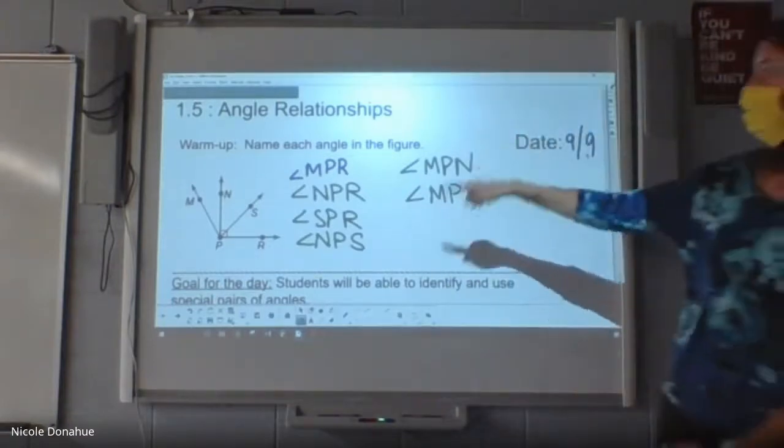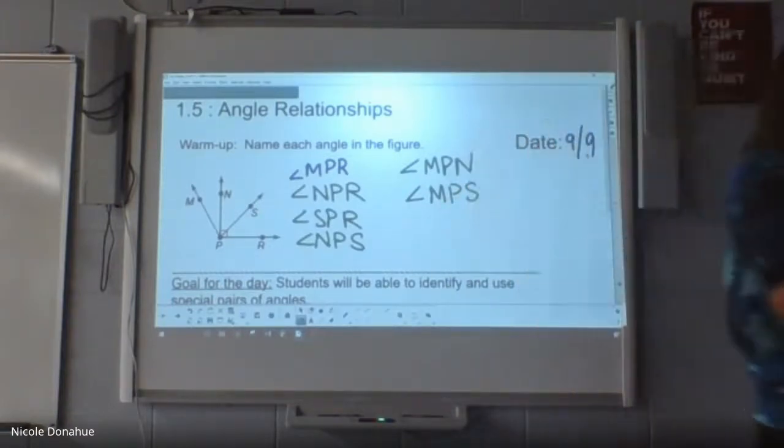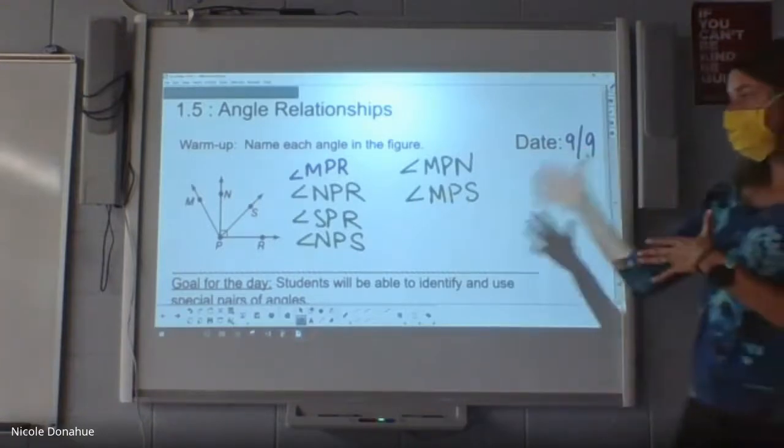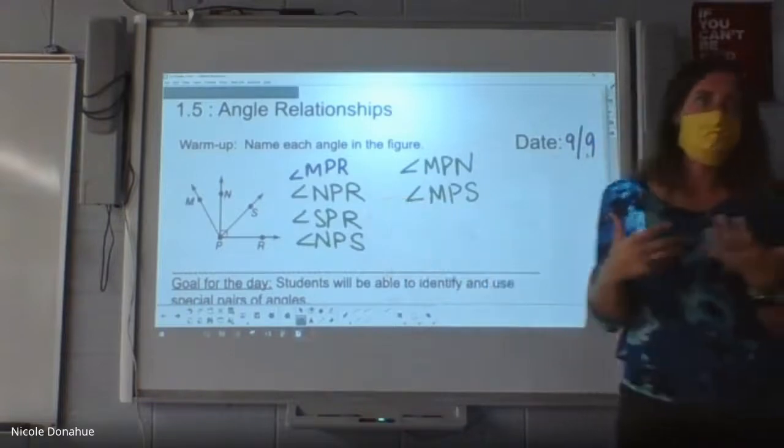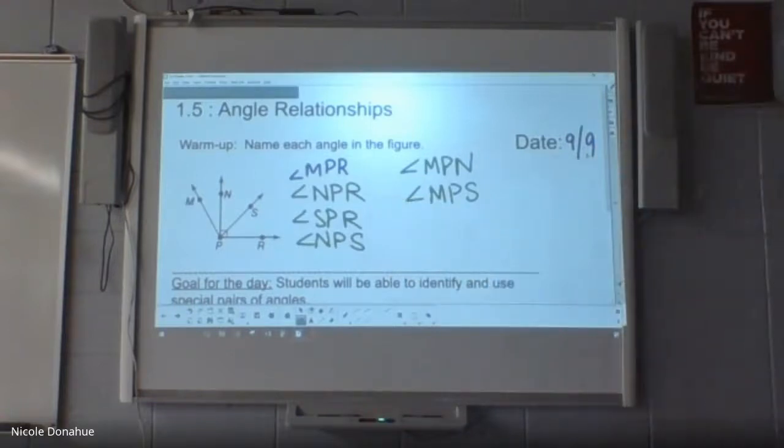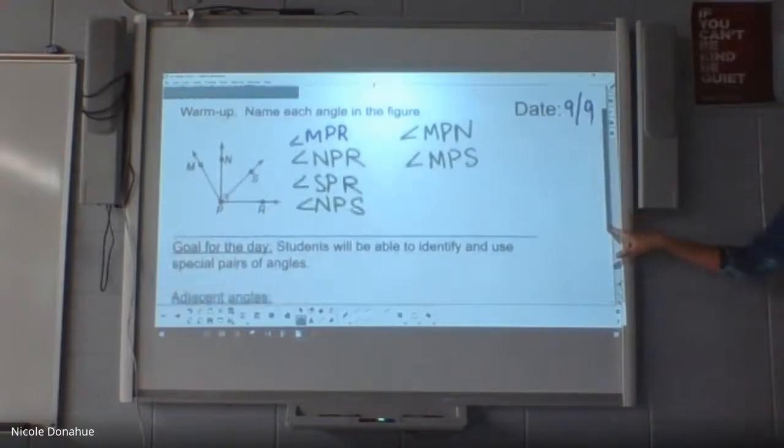And notice for all of these, P though is the center of that angle. So we can't choose to name it something different without the P being in the middle. Otherwise it's no longer the angle that you see up there. So that's really important to be able to name those angles well as we go here.